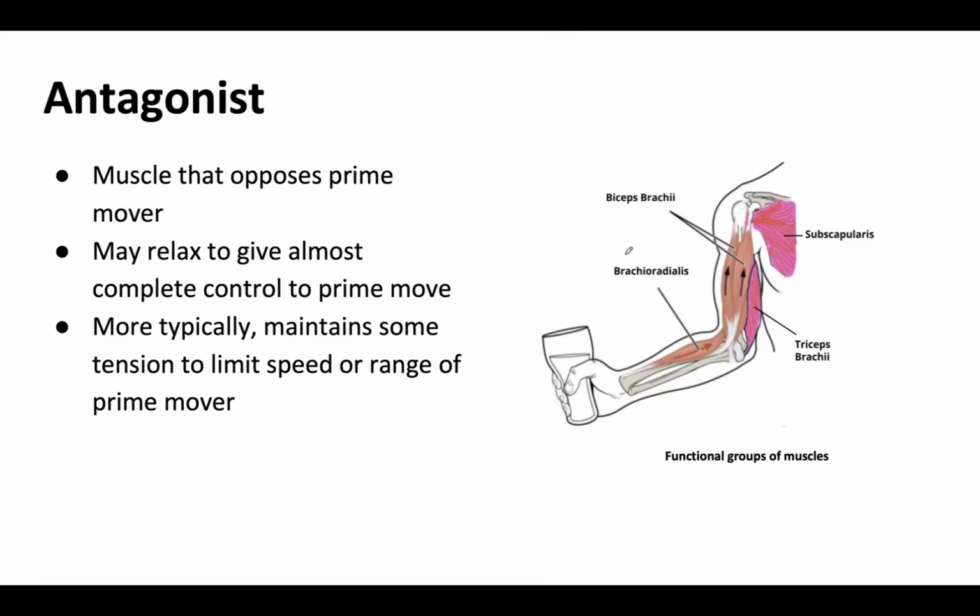The antagonist in this illustration is going to be that really large triceps brachii on the back of the arm. So that's going to be the antagonist to the biceps brachii.